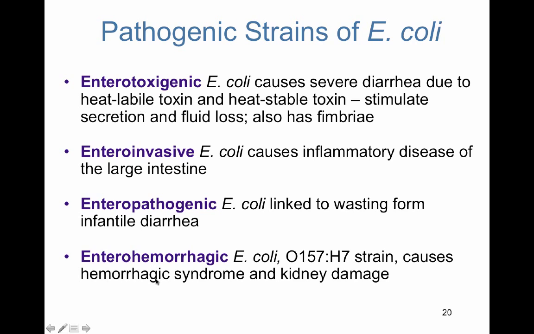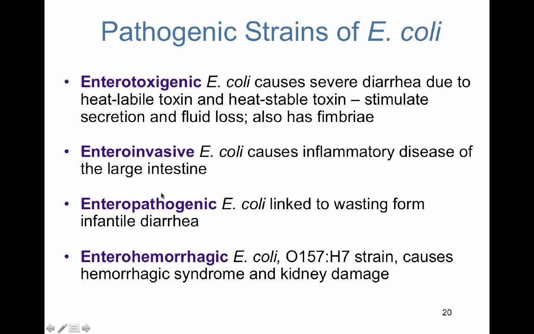Now, there are different labels here for the disease-causing pathogenic strains of E. coli: enterotoxigenic, enteroinvasive, enteropathogenic, and enterohemorrhagic. So this one, the O157H7 strain, this is the one that causes the most severe case of disease. It can cause a hemorrhagic syndrome and also associated kidney damage.